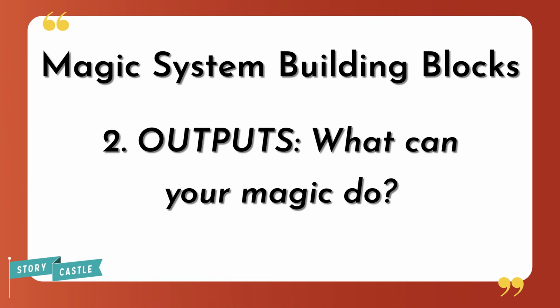And so now that we have our input defined, we're ready to move on to the second building block of our magic system, which is outputs. Once you've defined how your characters access magic, it's also really important to be clear about what becomes possible once that magic has been accessed.